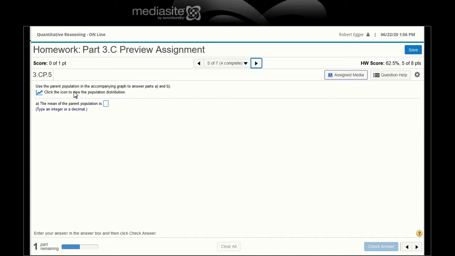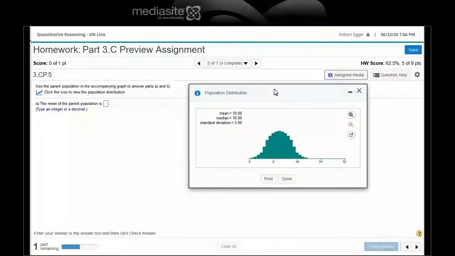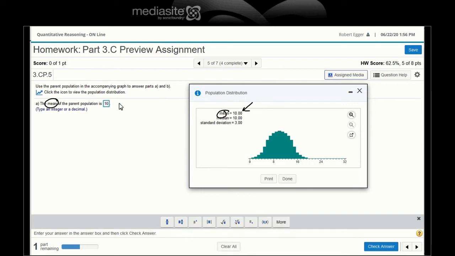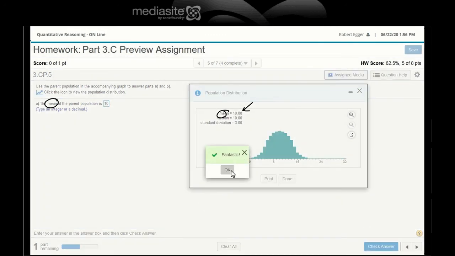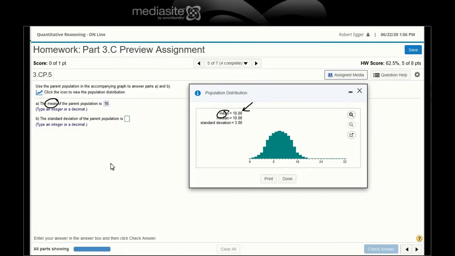Use the parent population in the accompanying graph to answer A and B. Ooh. So let's click on the graph. All right. The mean of the parent population, there's more to this guy, is what? I don't know. I'm going to take a massive leap of faith here. Mean, I'm going to say 10. Okay, standard deviation. Again, I'm going to do another leap here. Here's standard deviation. So I'm going to go with 3.